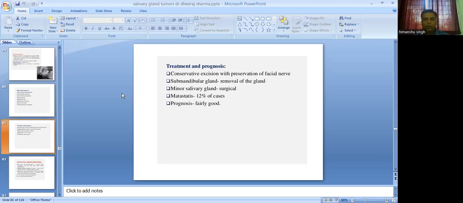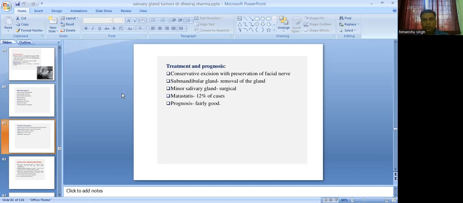Treatment and the prognosis part. Excision is the treatment, typically conservative excision with the preservation of the facial nerve. If the submandibular gland is affected, the removal of the gland is preferred. If any minor salivary gland is affected, surgical removal.